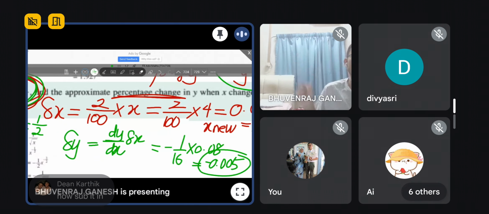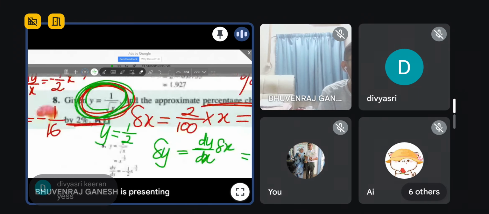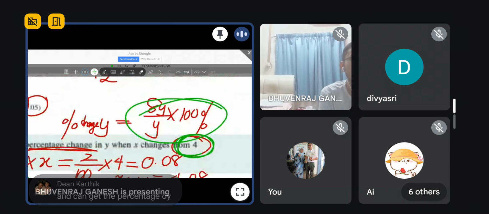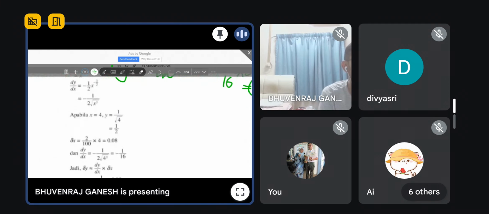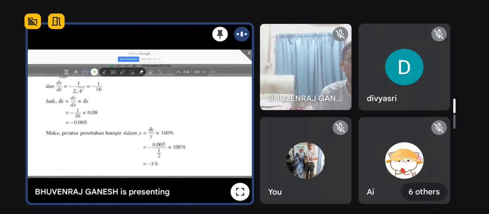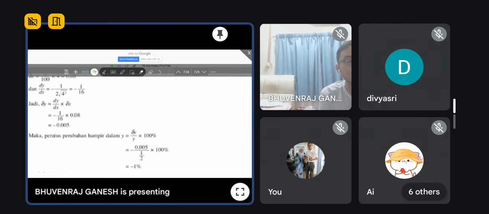So this is how you must think in the exam. This is the flow of ideas. Okay, so you just substitute in the formula, then you count the answer. So you will get the answer. The answer will be negative 1%.